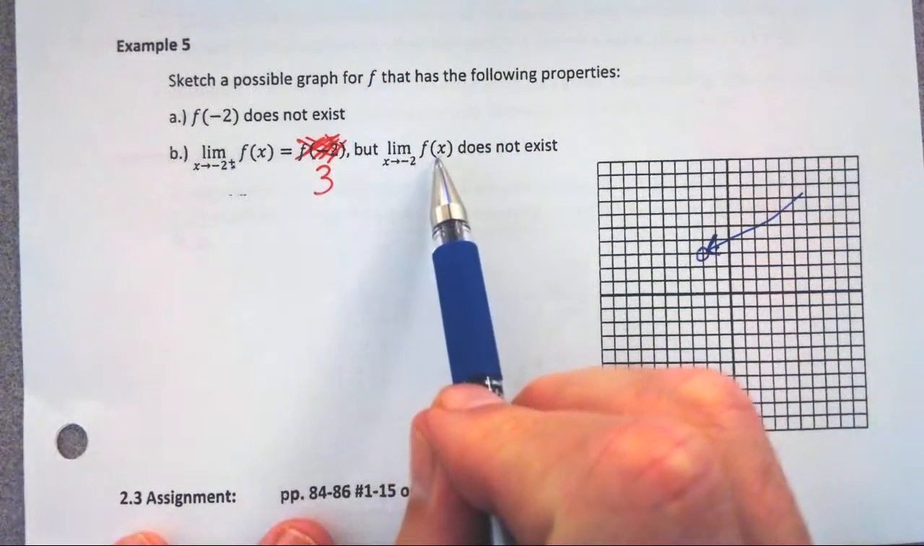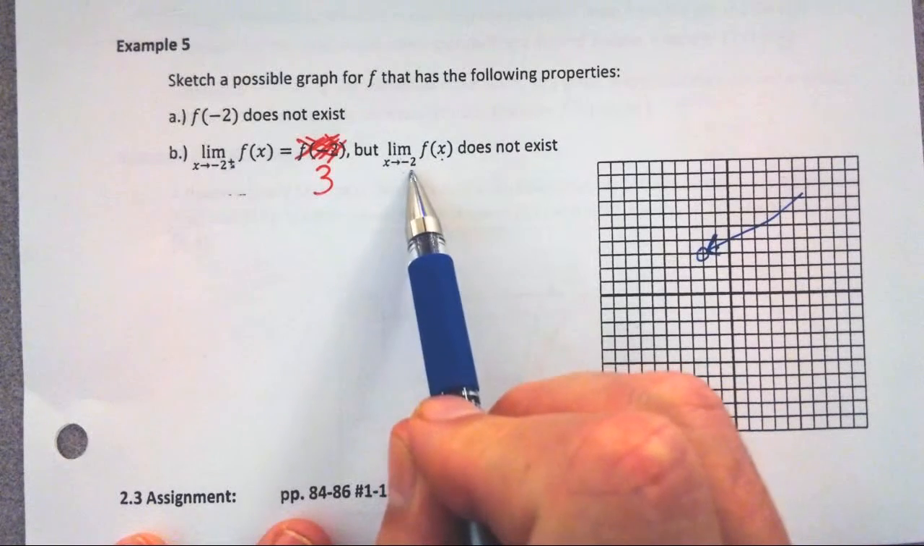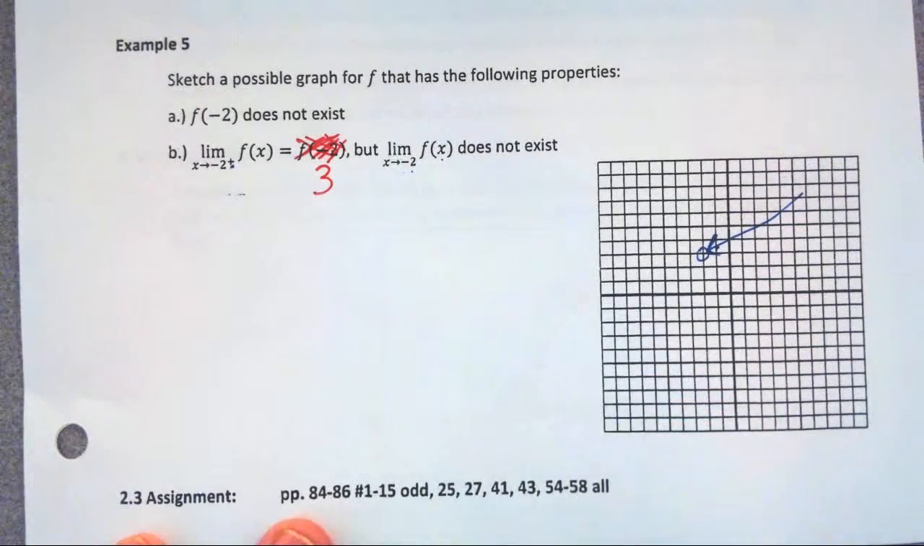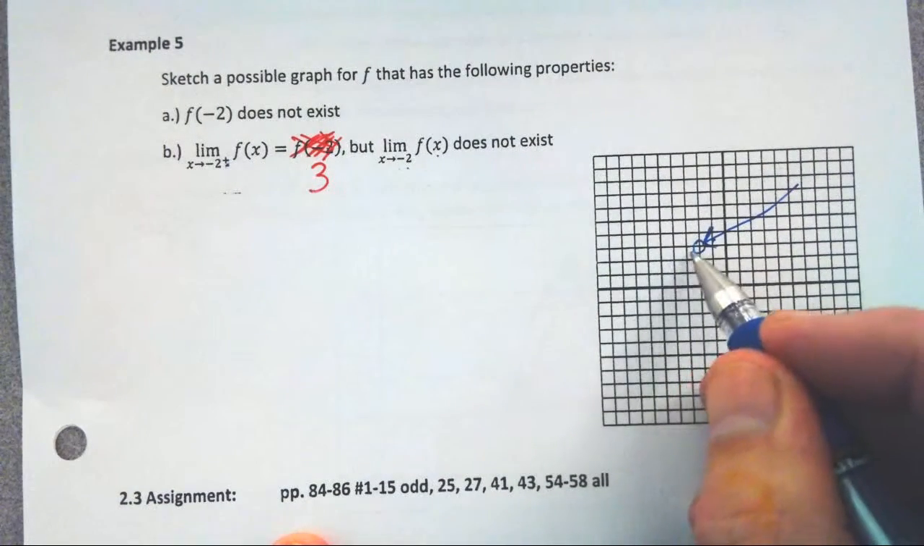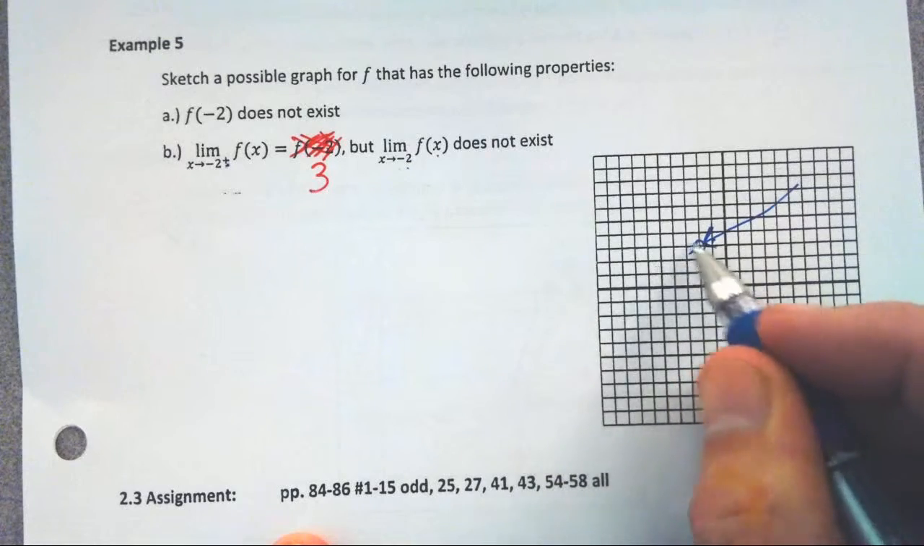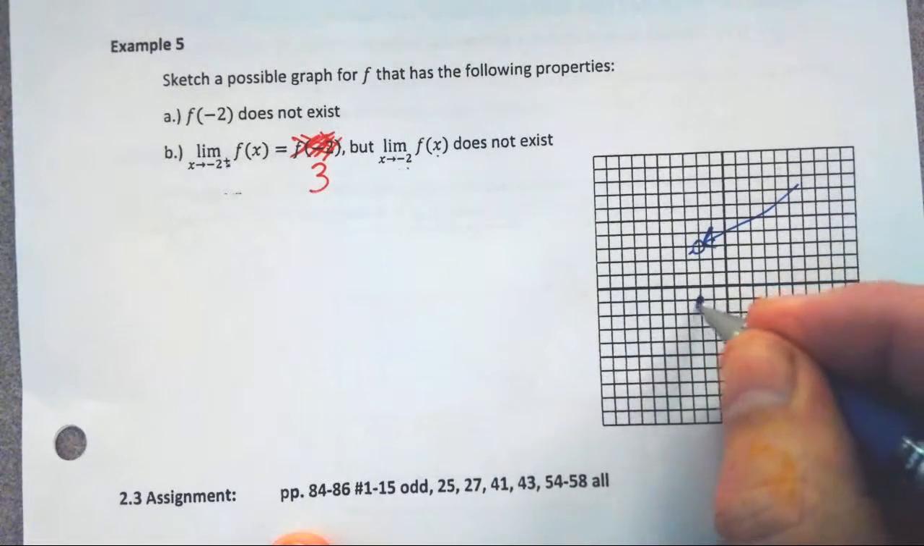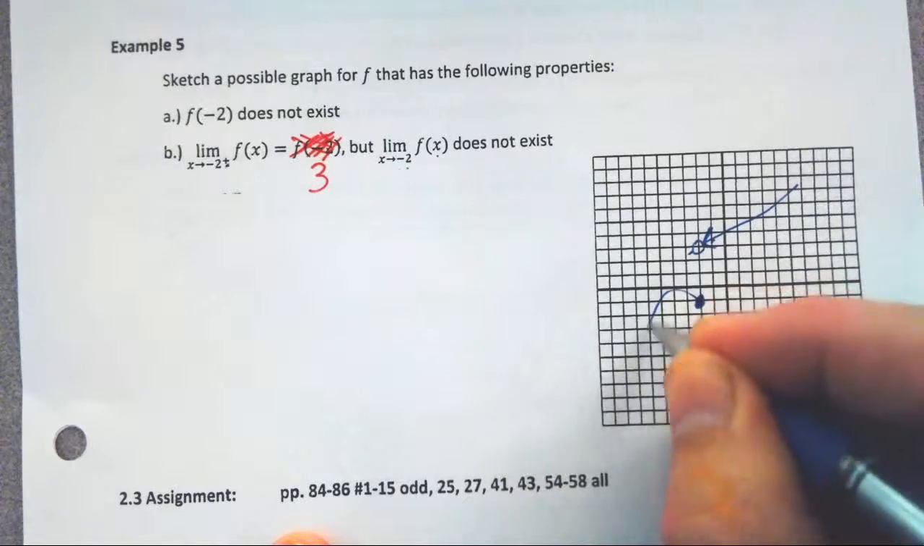Then, the next statement says the limit as x approaches negative 2, period, does not exist. That means I can't be in agreement here. As I move on, I can't move on from here. I got to be somewhere else. Maybe there.